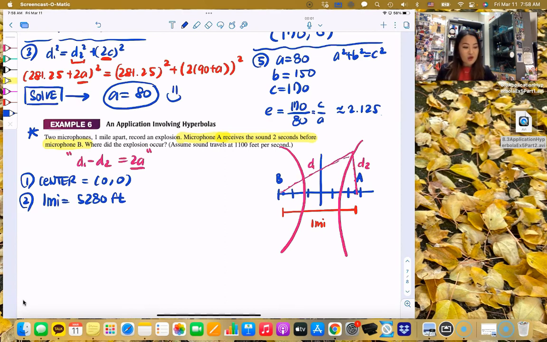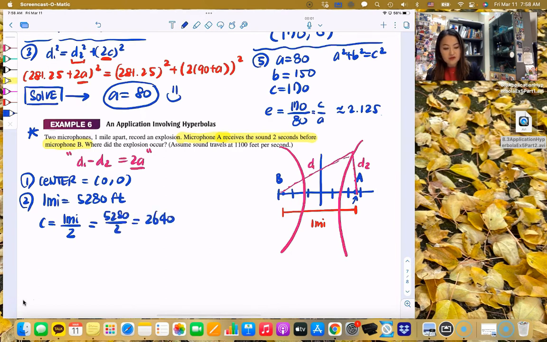That means C, because this microphone is at C, isn't this really our C? This is our hyperbolic path, so that's our C. What's our C value? Our C is 1 mile over 2 because they're 1 mile apart. So our C is 5280 divided by 2, which is 2640 feet. Makes sense? So our C, which is from here all the way to the first microphone, is 2640 feet.